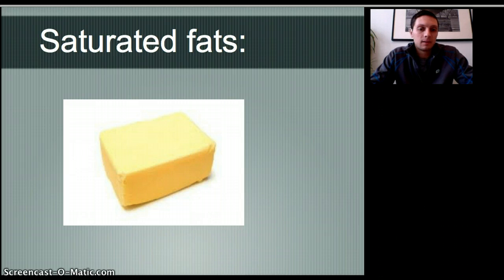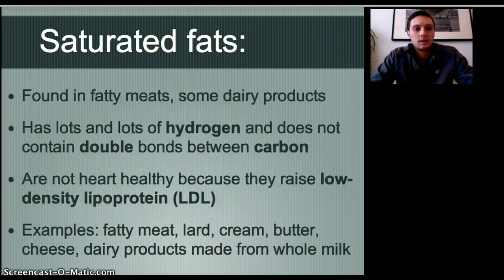There's two types of fats. You've probably heard of these. It's pretty common in food and on nutrition labels. The first is saturated fats that we'll look at, and the second is unsaturated fats.